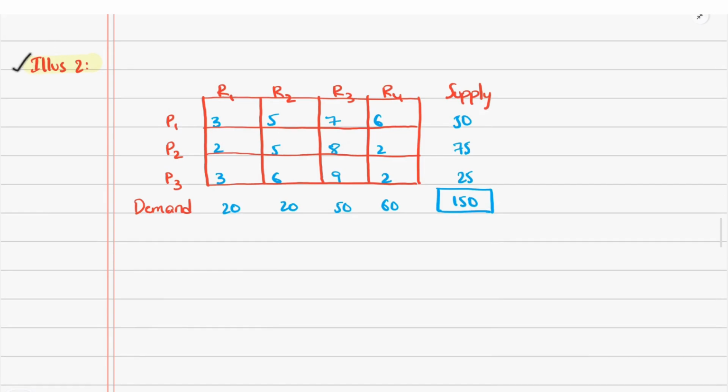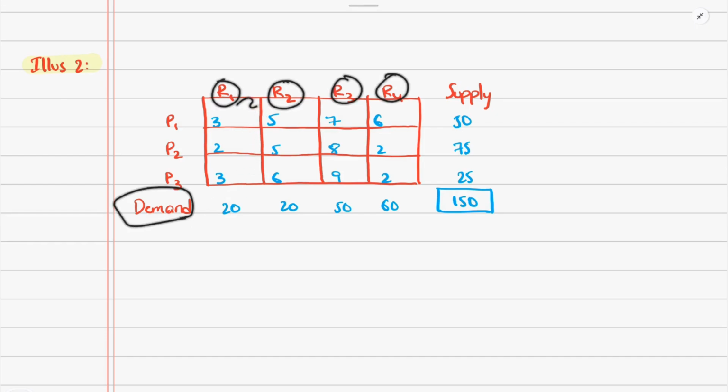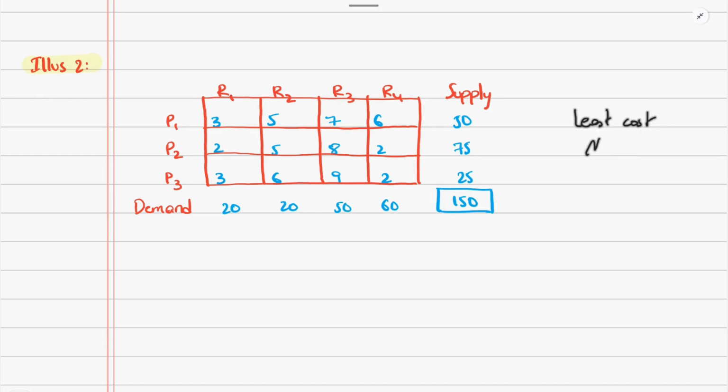This is illustration number 2 in the CMA Final study material, and the question is very simple. We have 3 sources, P1, P2 and P3, which are plant 1, plant 2 and plant 3. From the corresponding plants we have supply, and we have 4 retail shops, R1, R2, R3 and R4, from which we have demand. The corresponding demand is also given. Our job is to find a basic feasible solution using the least cost method and find the transportation cost.